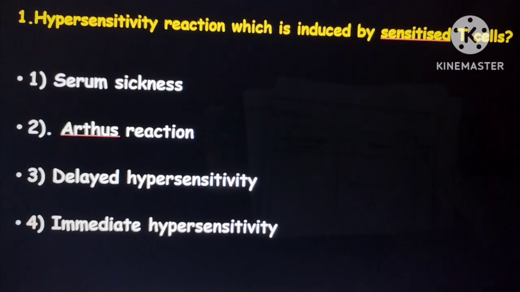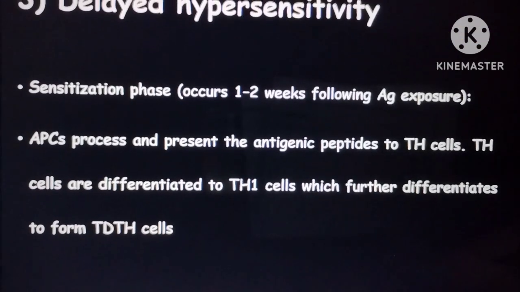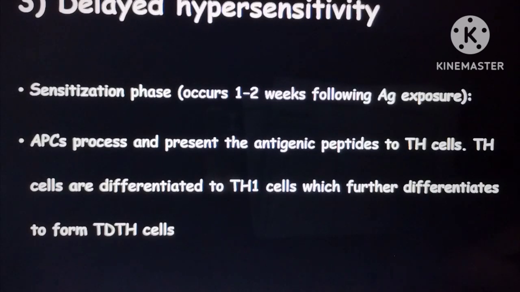So first, it is the hypersensitivity reaction which is induced by sensitized T cells. Always remember the T cells, it is mainly because of the delayed hypersensitivity. So here the option will be delayed hypersensitivity, because the sensitization usually occurs following the antigen exposure. That will be about 1 to 2 weeks only.